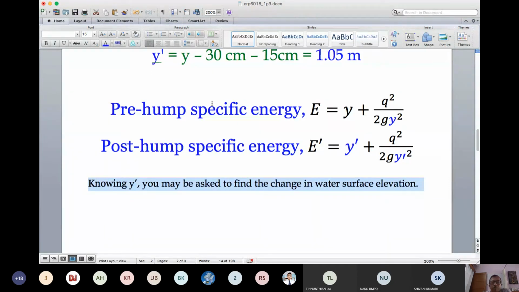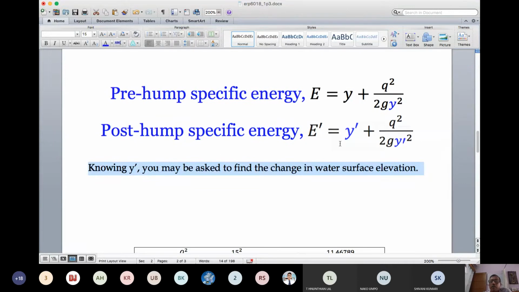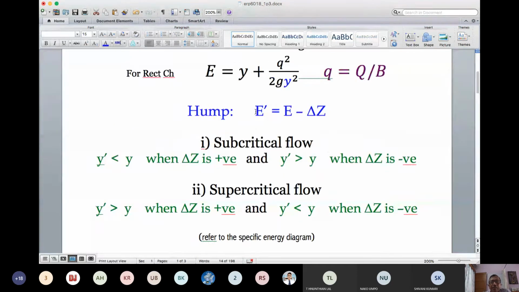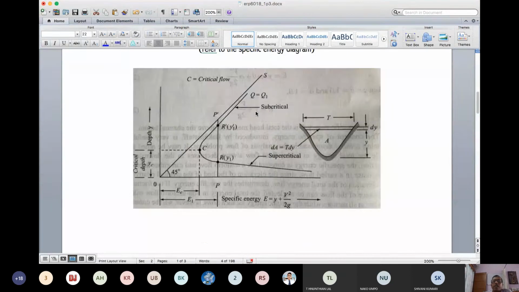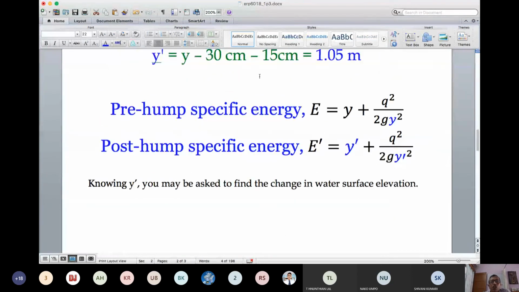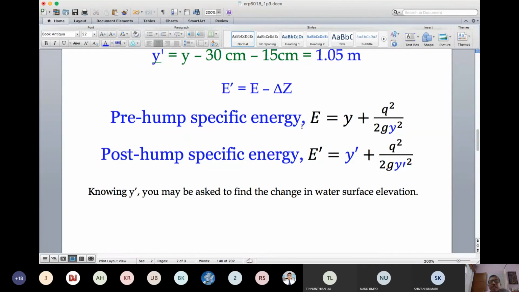But here the water surface elevation drop is given. So your E has not been given, Q has not been given. Whatever the Q is, there is a relationship between E and E dash, and that relationship is E dash equal to E minus delta Z. So use this expression, E dash equal to E minus delta Z.